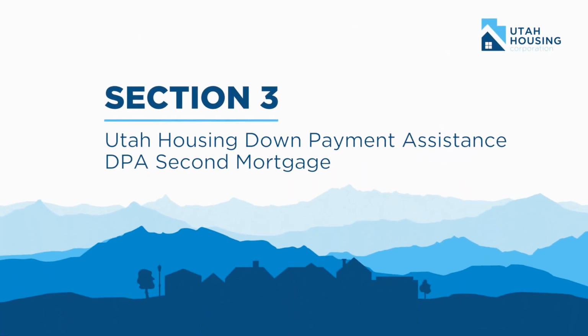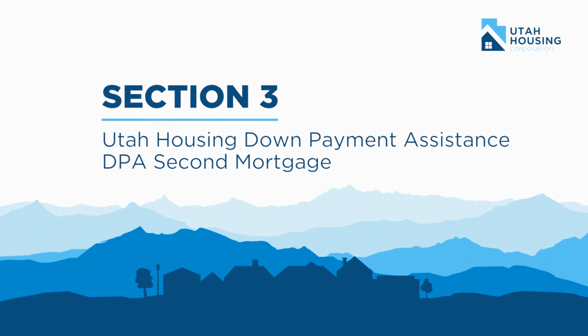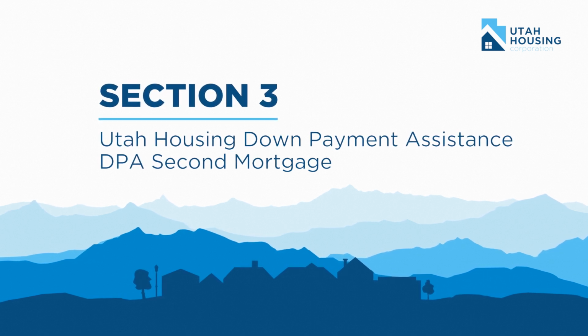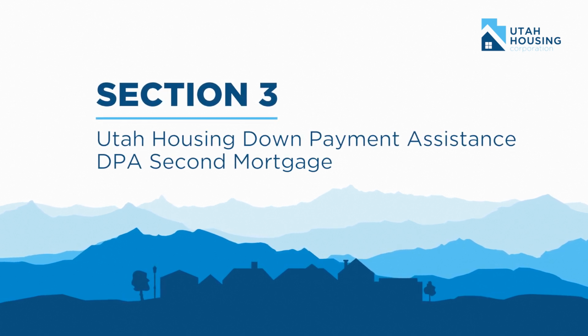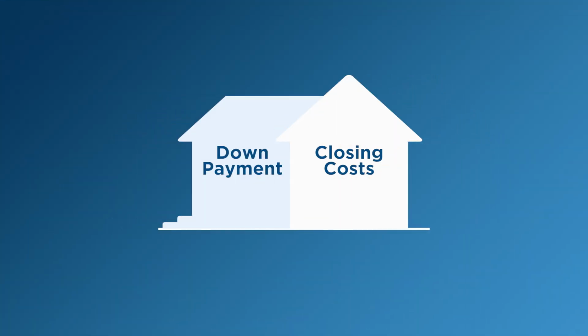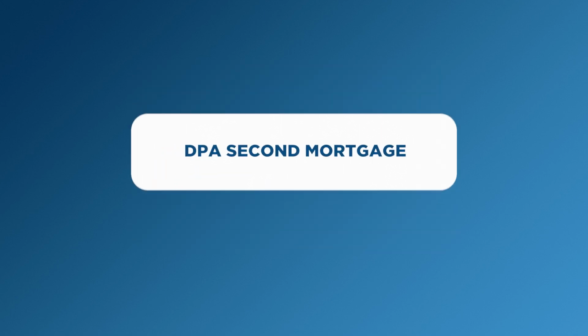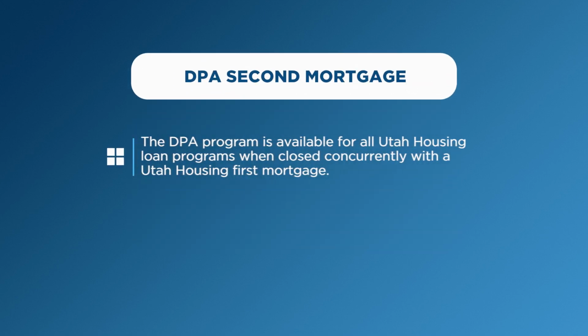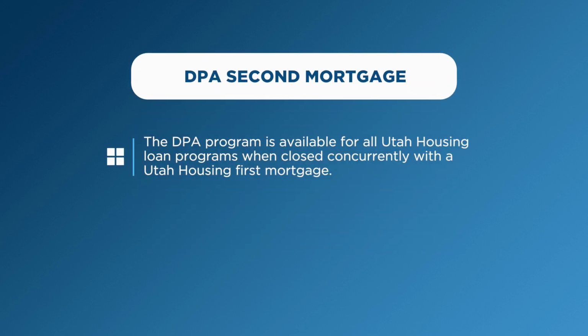One of the biggest challenges for many home buyers is the down payment. The Utah Housing Down Payment Assistance, or DPA Second Mortgage, is designed to help borrowers overcome this hurdle by allowing them to finance all or a portion of their down payment and closing costs. The DPA program is available for all Utah Housing loan programs when closed concurrently with a Utah Housing First Mortgage.